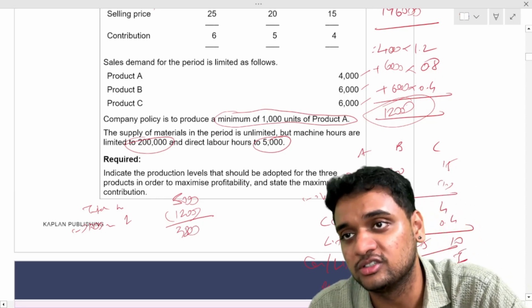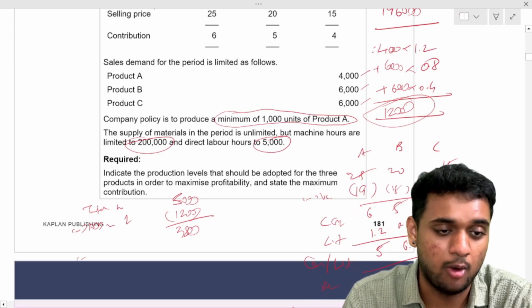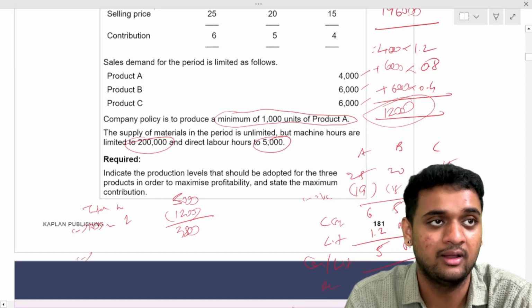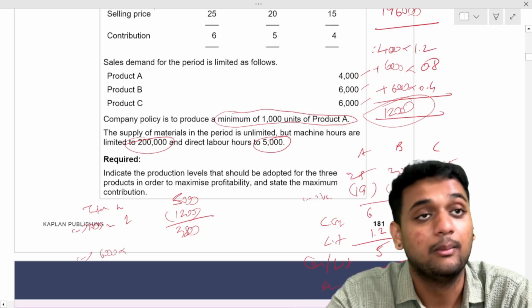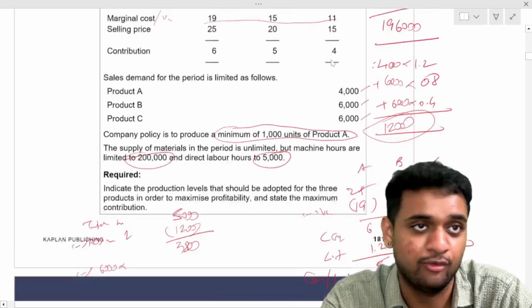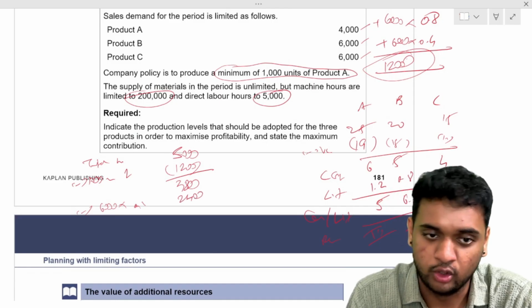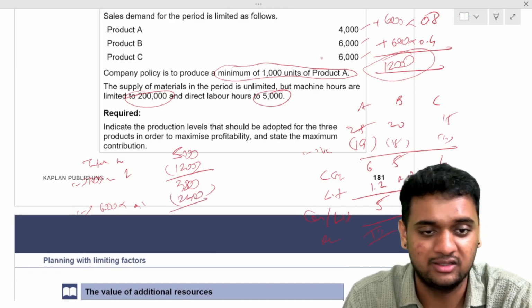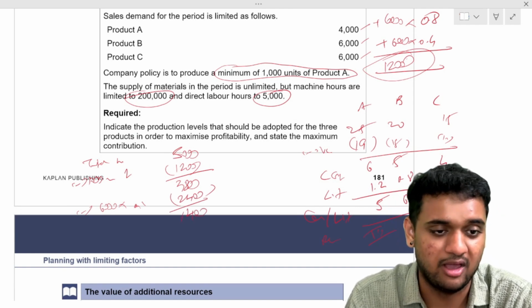Next, what will we produce? C. That is first rank. So next, minus C. How many units are in demand? 6000 units. Per unit, how many hours are required? 0.4. 6000 into 0.4, what will you get? 2400 hours is required. 3800 minus 2400, how many hours will be available? 1400 hours will be available.